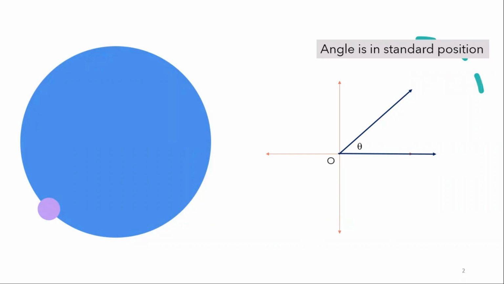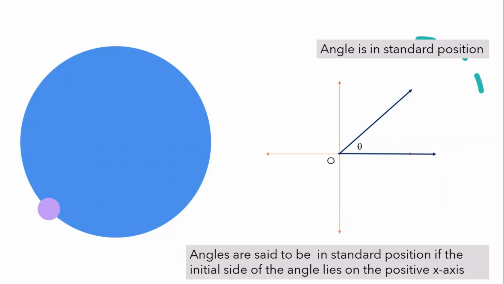So what is an angle in standard position? Angles are said to be in standard position if the initial side of the angle lies on the positive x-axis. So take note, in the rectangular coordinate system, there are two axes, the x-axis and the y-axis. The positive x-axis starts from the origin, the horizontal starts from the origin and extends towards the right. So this angle is in standard position. It's only the terminal side that will rotate.